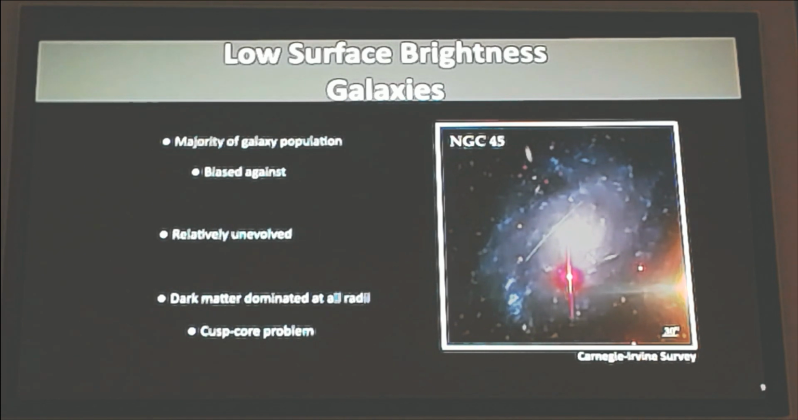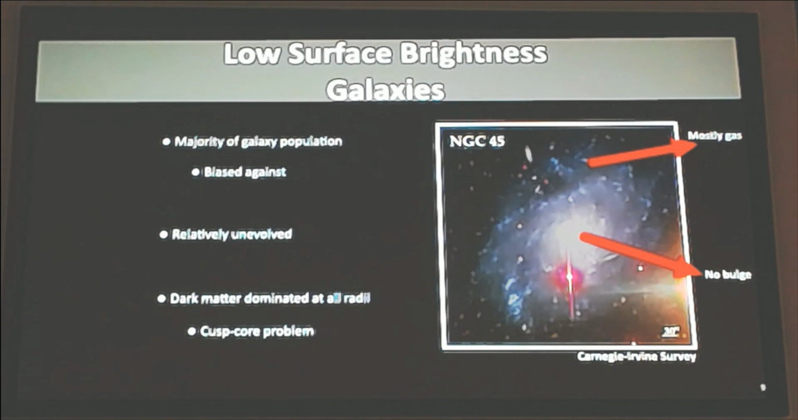For example, this is NGC 45, an LSB, relatively nearby. We can see that this galaxy has a disk as well, but it's mostly gas. It doesn't have a lot of stars in there. It also doesn't have a bulge component, and this galaxy doesn't have a bar either. You can also see that it is quite blue.